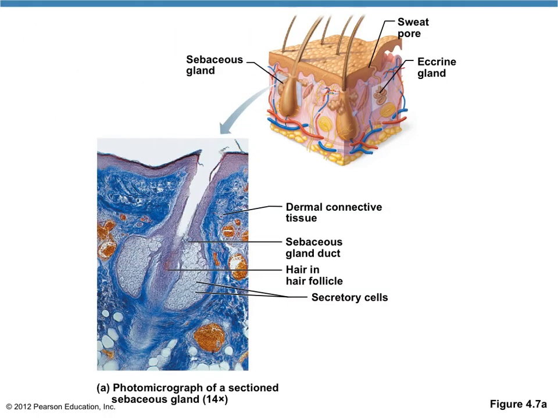In this microscope image, you can see where the gland is located. So there's secretory cells. Those are what produce the product. So those surround the hair follicle. And then here you can see the hair growing in the hair follicle. That's eventually going to grow out of the opening in the skin. And then the duct for the sebaceous gland is here, and that's going to deliver the product from the secretory cells to the hair follicle.